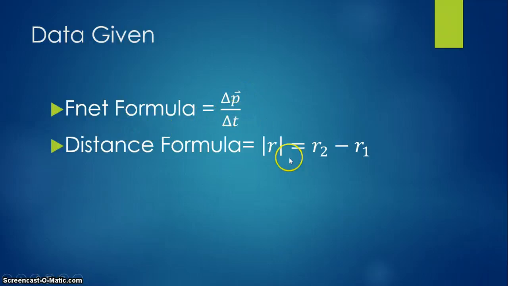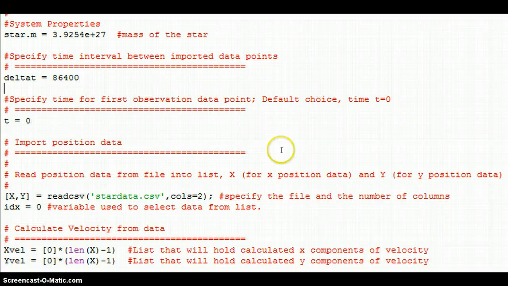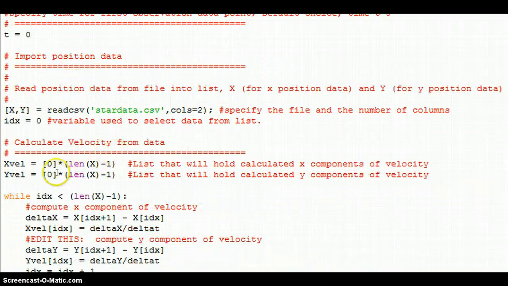The distance formula, which is the distance is equal to the position of object 2 minus the position of object 1. This is my VPython model where you can see that I inputted the data for the black hole and the star. The star's mass right here, the time step, which is 1 day in seconds, 86,400 seconds. You can see the velocity formulas that I put in to correspond with the star data file that was given to me as I told it to read it.